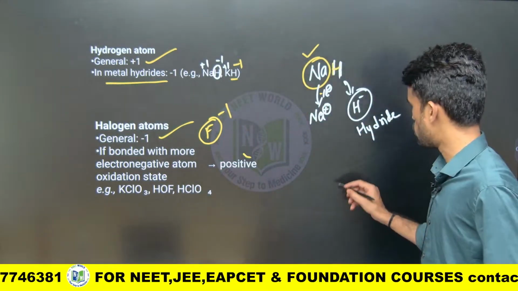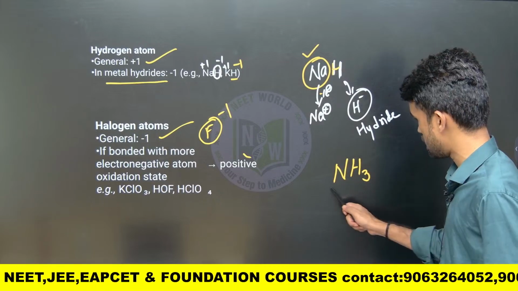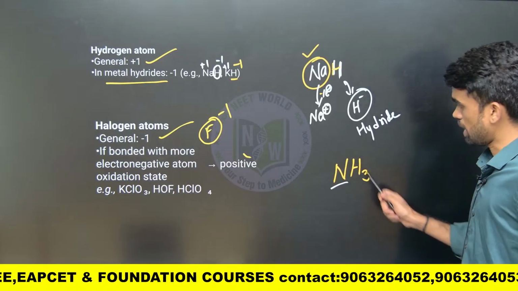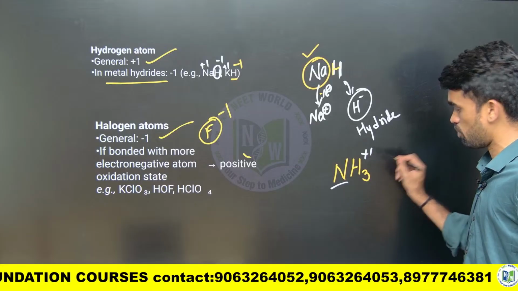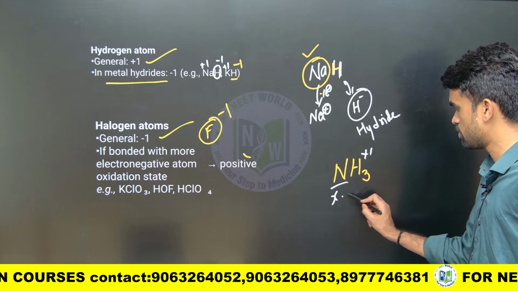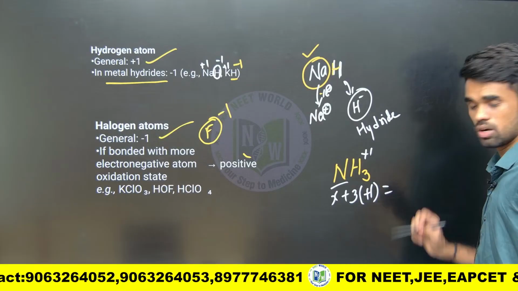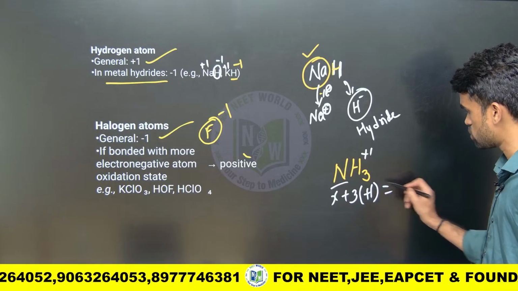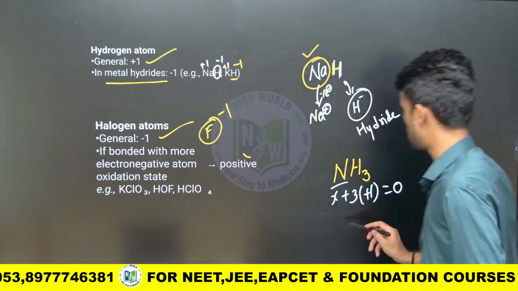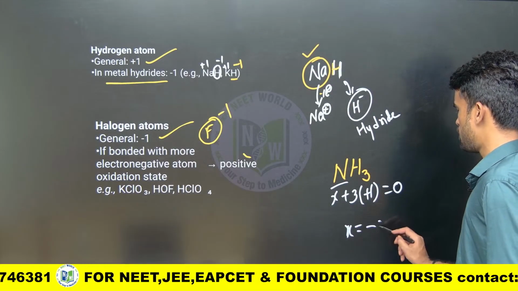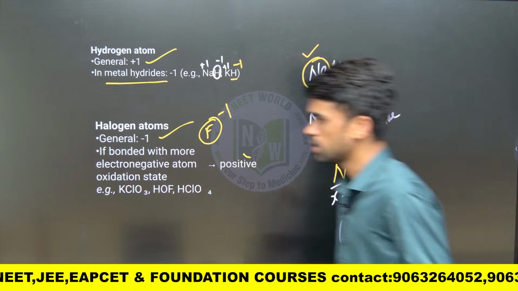Let me tell you one more example. Ammonia, a simple example I am writing. Now tell me what is the oxidation state of nitrogen here. We know nitrogen is more electronegative than hydrogen. So 3 hydrogens are there, each with +1 charge. Nitrogen, let us say X. So X plus 3 into +1 equals 0, as the overall molecule is neutral. So the oxidation state of N here will be -3. Hope it is clear how easily we are solving this kind of questions, right?